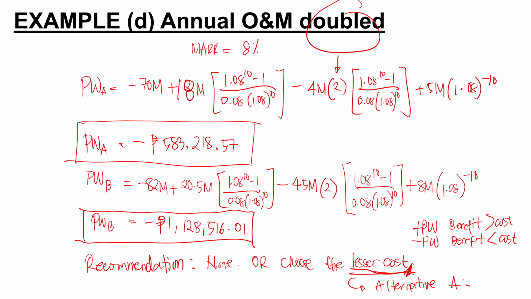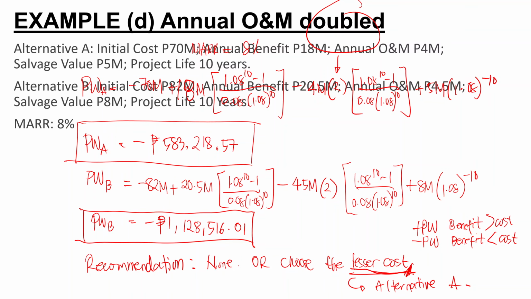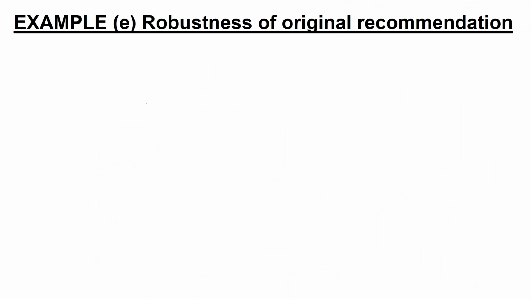This is cheaper. Negative 583,000 is much cheaper than a loss of 1,129,000 pesos. And then, what is the robustness of the original condition? So we just write the original recommendation, or the base case.